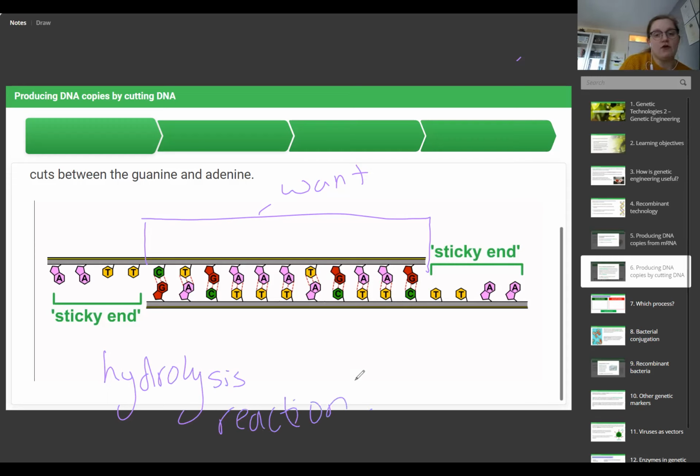Sometimes the cut leaves what we've got here, something called sticky ends. And these sticky ends are small tails of unpaired bases at each end of the fragment. Sticky ends can be used to bind, or we can use this other word, anneal, the DNA fragment to another piece of DNA that has sticky ends with complementary sequences. So we look at that a bit later on, so we won't cover that right at the moment, but that's what we can do with those. Let's try now to go on to the next part.